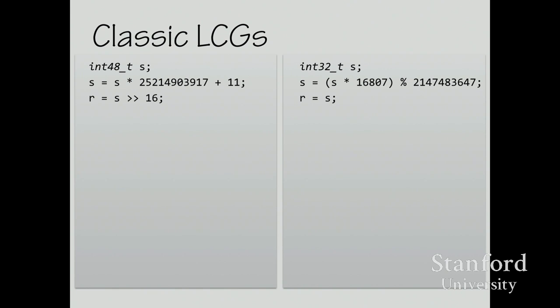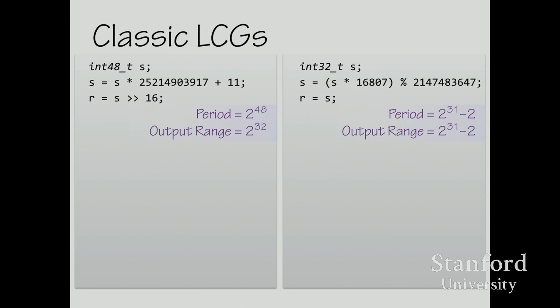So here's a couple of really classic linear congruential generators following the two methods that we've seen. One is multiply by a number and add a small constant. And then what we've done is we've done it at 48 bits and thrown away the low order 16 bits because they were really terrible. They had a really short period. The other one is just using multiplication, but doing it modulo some prime, which scatters things around reasonably nicely.